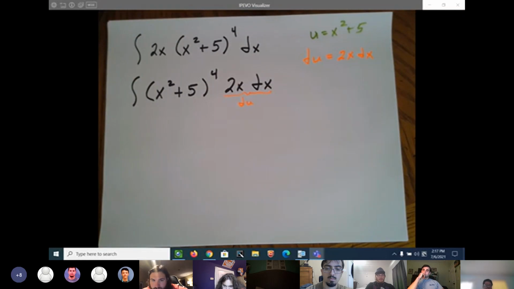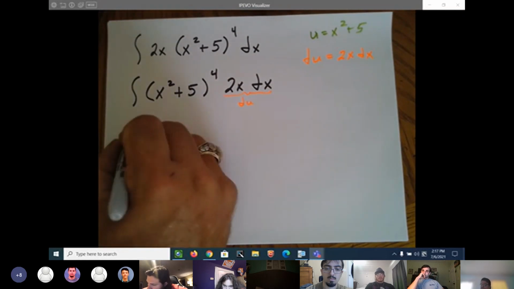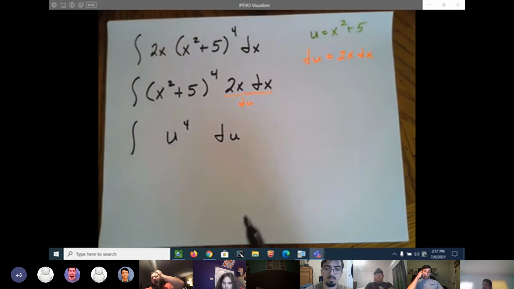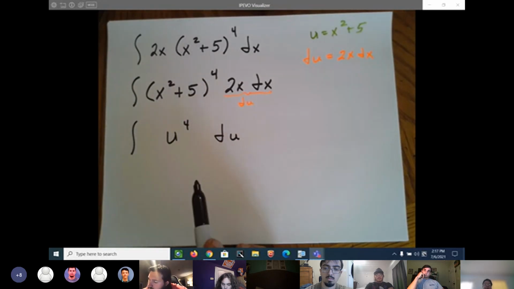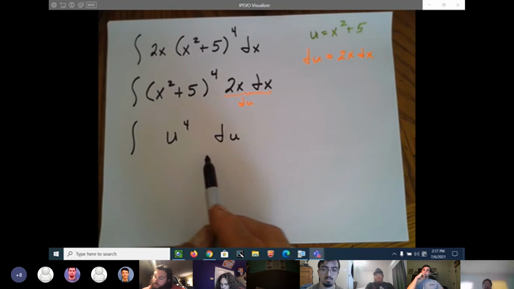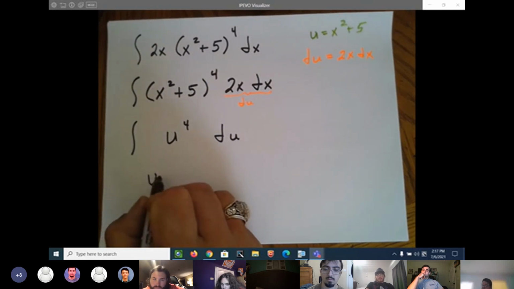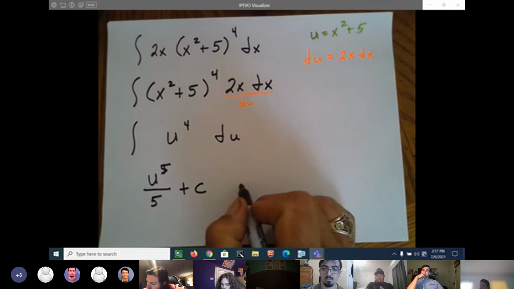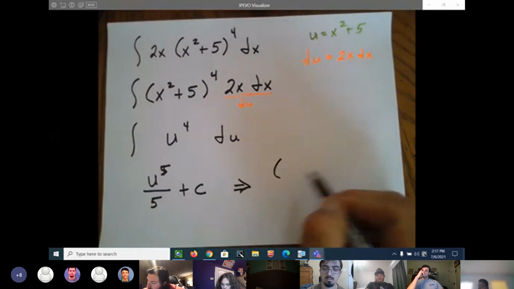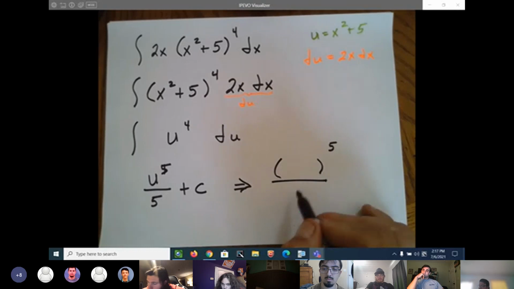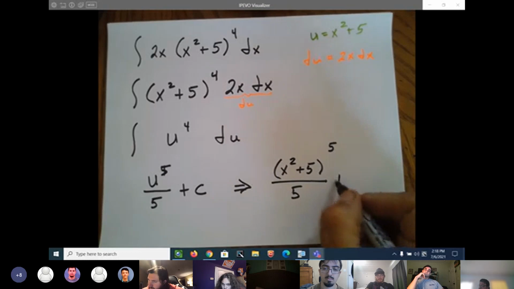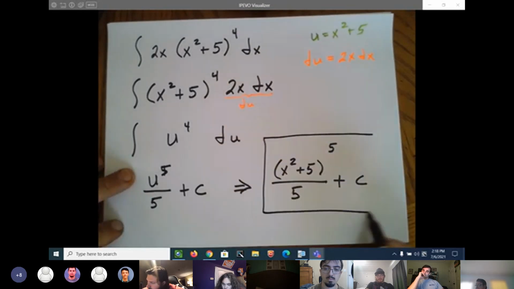So now we've got the basis for the power rule. u to the fourth du. All we have to do is add 1 to the exponent and put it over 4 plus 1. So that would be u to the fifth over 5. So let's see. Back substitute: (x squared plus 5) to the fifth over 5.